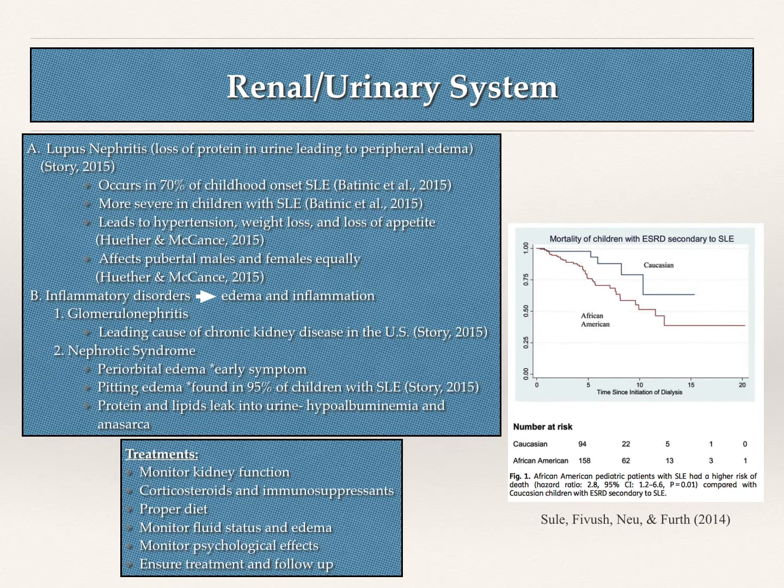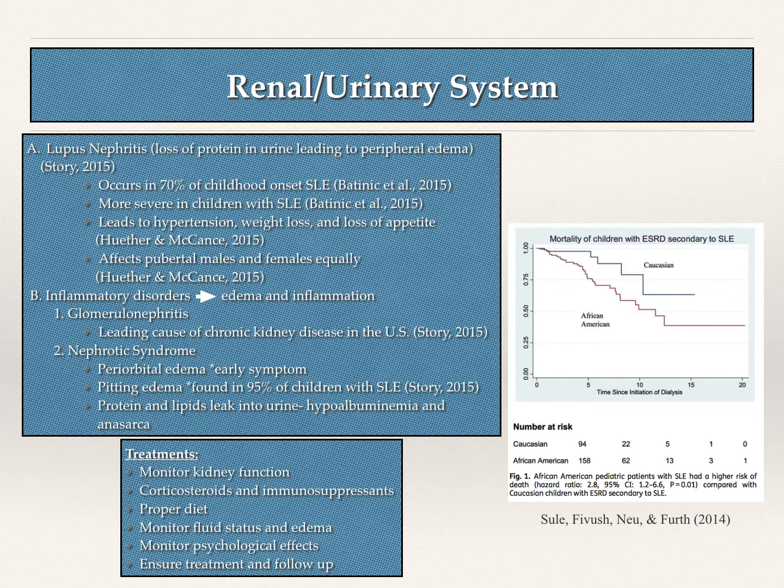Glomerulonephritis occurs. That is the leading cause of chronic kidney disease in the United States. Nephrotic syndrome can also be very severe. You may notice periorbital edema, which is a very early symptom. Pitting edema is found in 95% of children with lupus. And then protein and lipids leak into the urine, leading to hypoalbuminemia and anasarca.